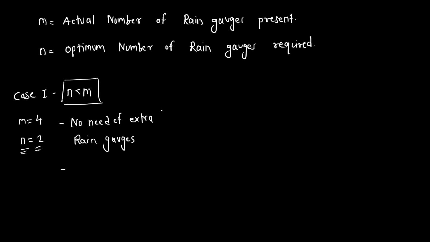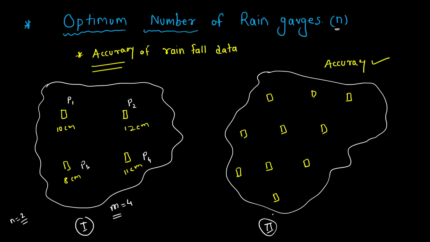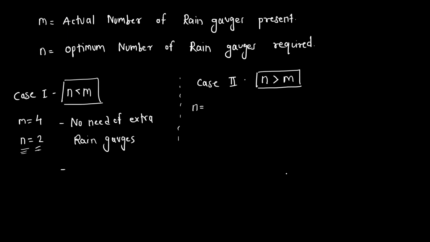Now this was the first case. Now let's take case 2. The case 2 will be opposite of this. That is, the optimum number of rain gauges which are required is more than the actual present. So let's take the data here. In this case 2, how many gauges are there? In this, 10 gauges are present, so the m value is 10. So we have to take the n value more than the m value. So let's take it as 15.